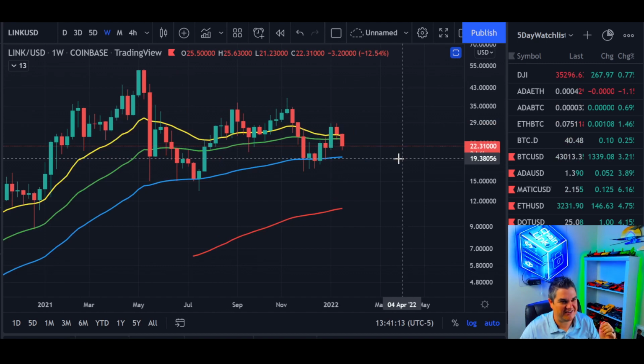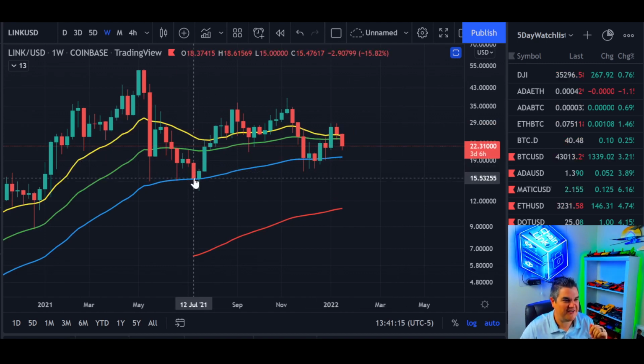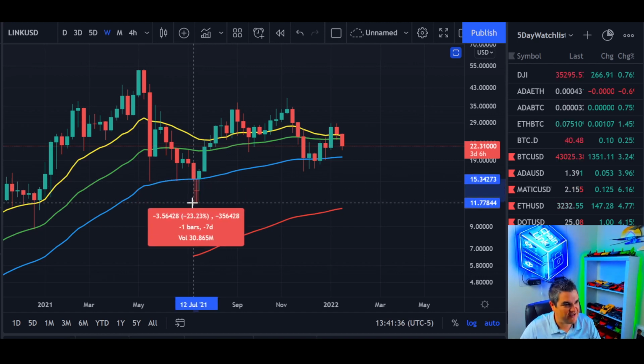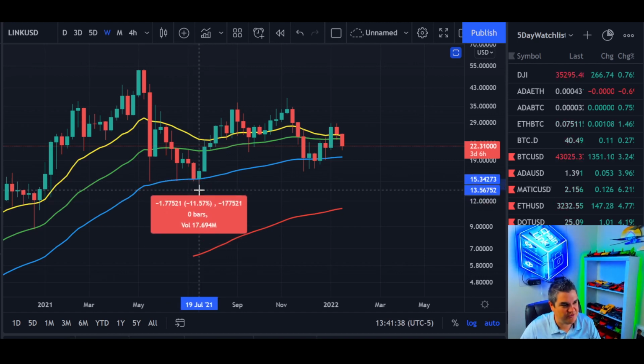What do we have? Well, I'm glad you asked. First of all, the 100 week, right? That was where we bounced before, back in July. The 100 week, we came down here and closed right on it. There's the weekly candle. These are weekly candles now. We had a wick below it, but we didn't close there. We closed here, right at the 100 week. Wick down lower. How much lower? Well, let's go look. We went down roughly 12% under it. 12% under the 100 week.